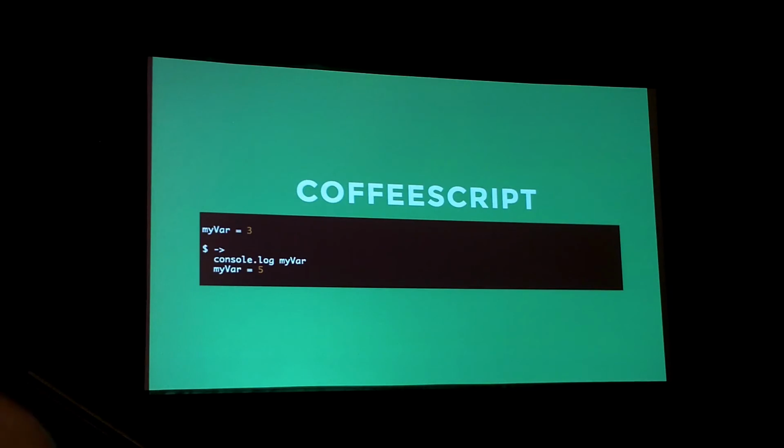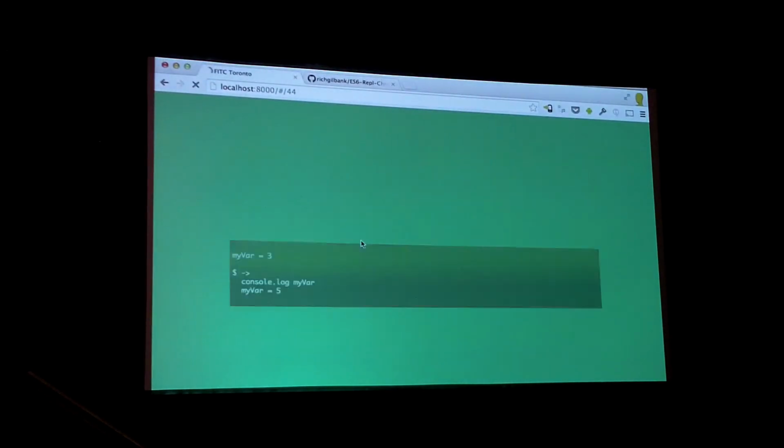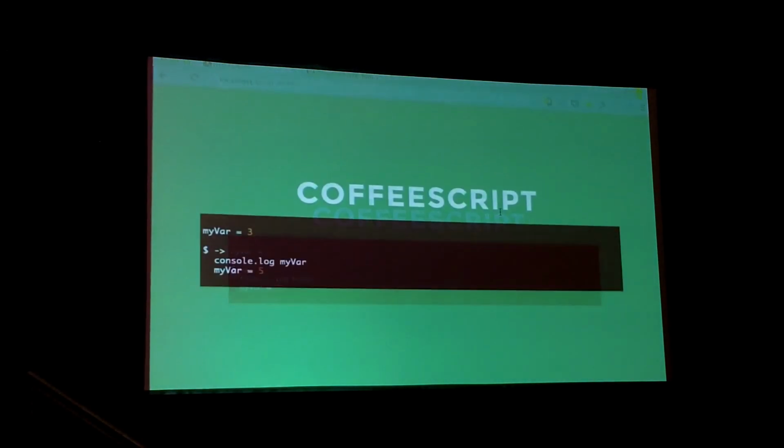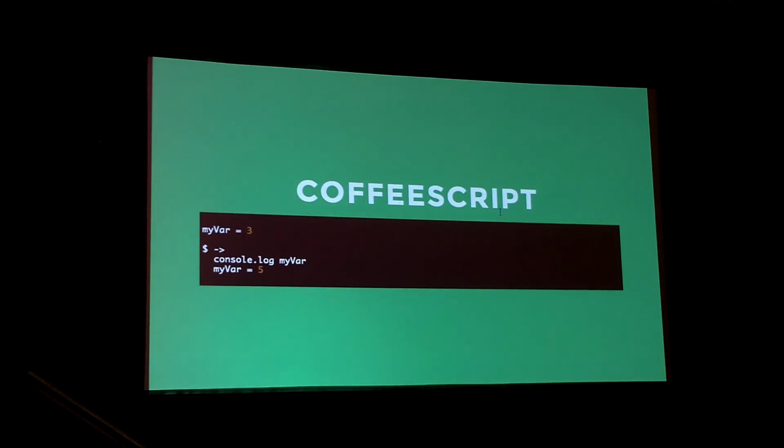CoffeeScript is another good example of it. CoffeeScript actually does this for you. When you're doing this, what CoffeeScript will do is take this var myvar and declare it at the top of the function. So CoffeeScript will just declare your variables at the top of the function for you. It makes things nice and easy, and a little bit more readable as well. For those of you who haven't used it, this is just basically on document ready, console log myvar.